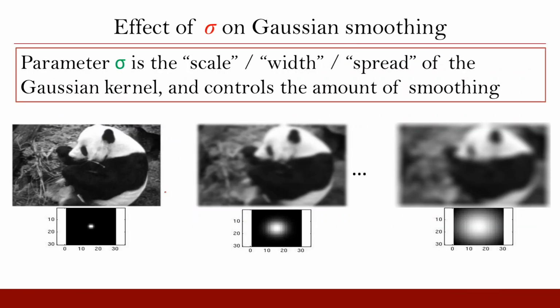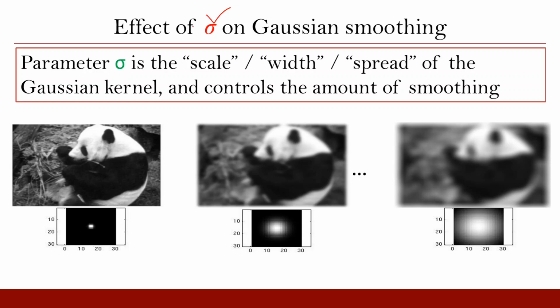Now let us analyze what is the effect of sigma. We saw that if you are using the Gaussian filter for doing the smoothing, then sigma was an important parameter there. Now what is the effect of sigma if we choose a small sigma or if we choose a big sigma? How is it going to impact our image?